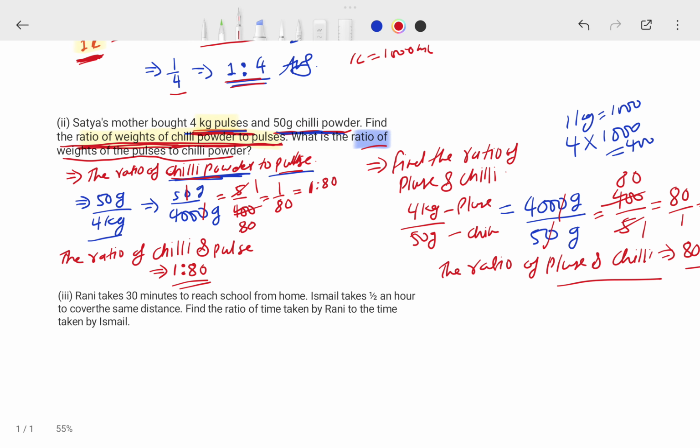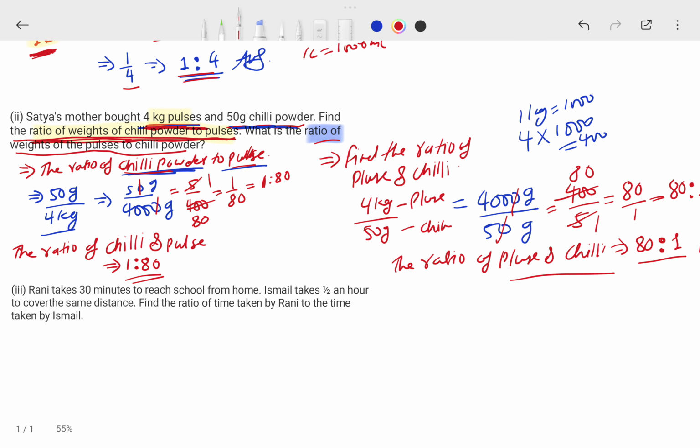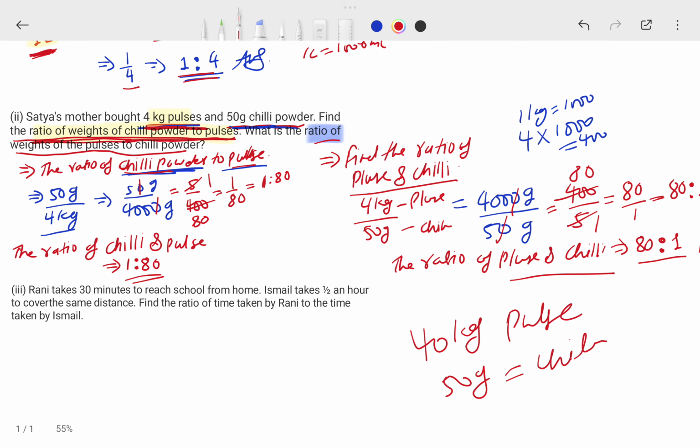Okay, so I hope this question is going to be clear to you. In this question, there are 2 products. One is the pulse, and another is 50 grams of chili powder. So it is telling us to find the ratio of pulse and chili.